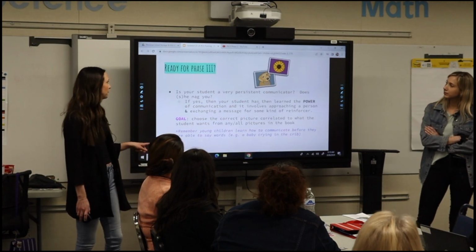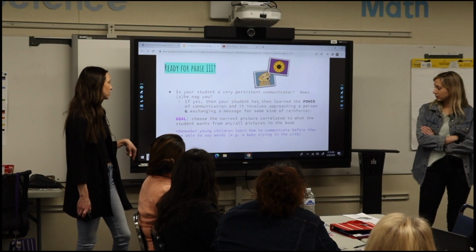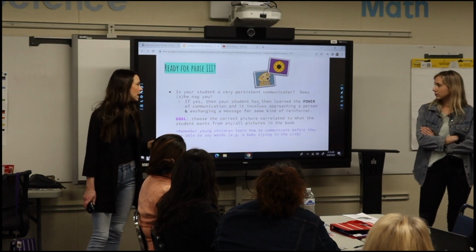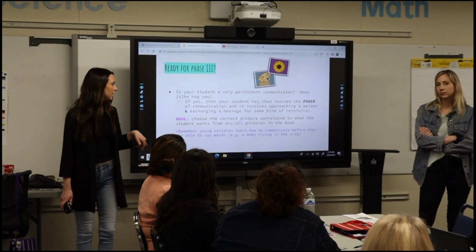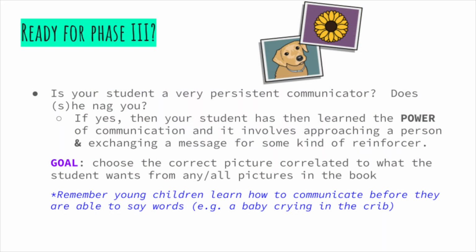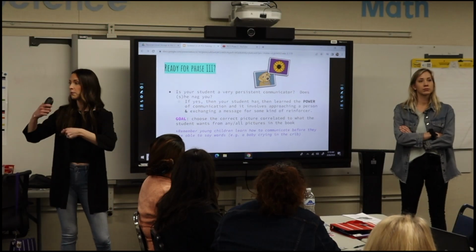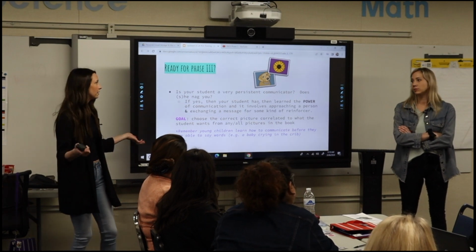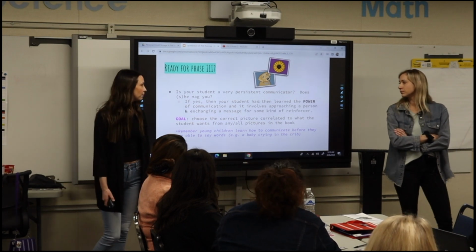So again, there's two parts to phase 3, A and B. If they're a very persistent communicator, or they're nagging you, or they really want what they want, they're using their book so good, they're coming to you telling you they want water all the time, or you're changing the motivating item all the time, they're ready. They're ready to discriminate, and we're going to choose.